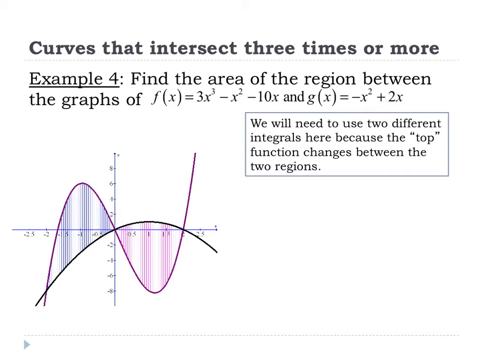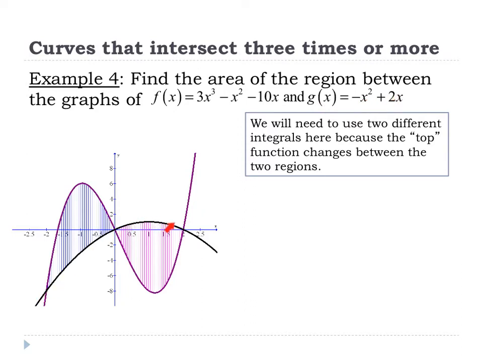Okay, so we are continuing our work with area between curves and starting to get into some more complicated examples. So in this example, we have curves that intersect 3 times or more. Example 4 says, find the area of the region between the graphs of f of x is 3x cubed, subtract x squared, subtract 10x, and g of x is negative x squared plus 2x.